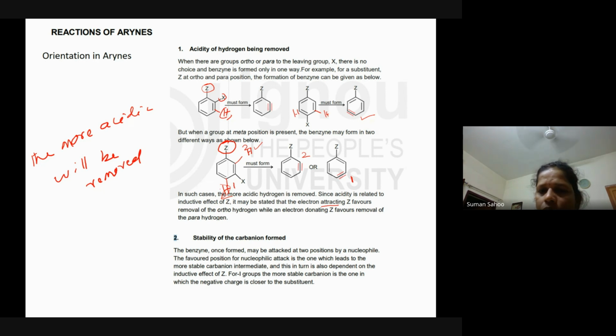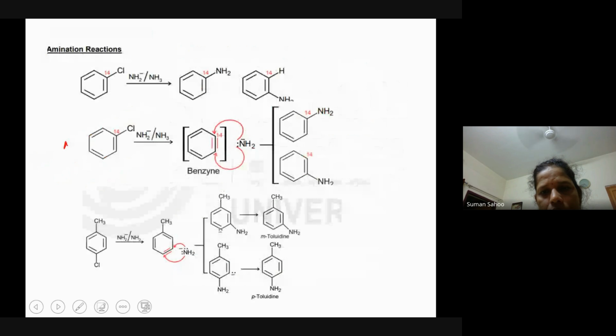Okay, so next is, what would be the stability of the carbanion formed? Once this hydrogen is removed, when addition occurs, first it can either attack this position or it can attack this position. So this leads to two carbanions here. In this case we do not have any problem because both the positions are the same.